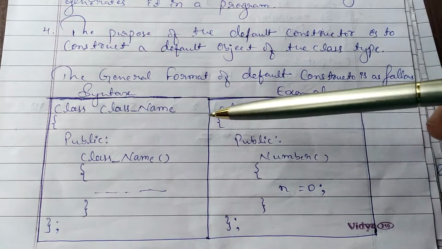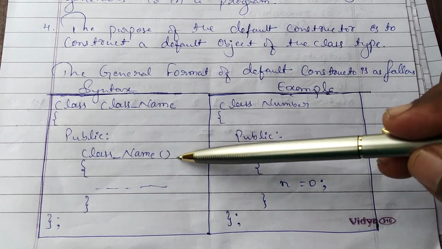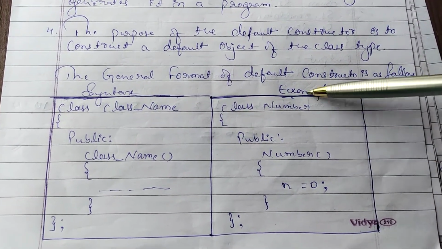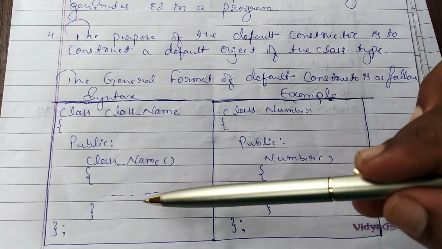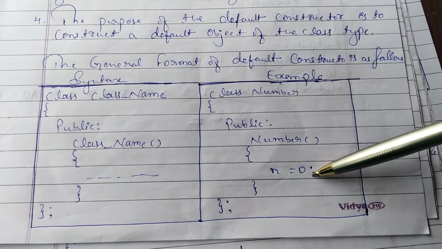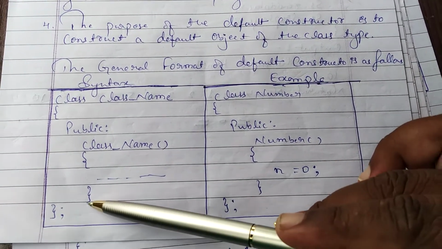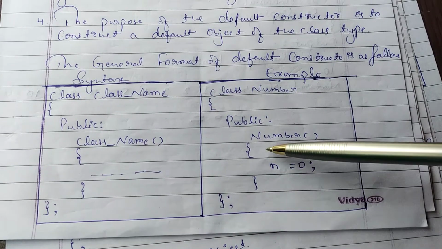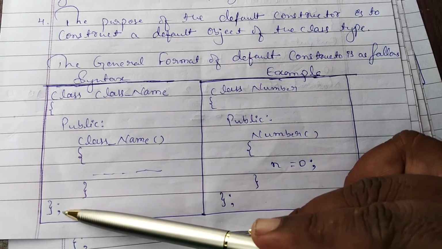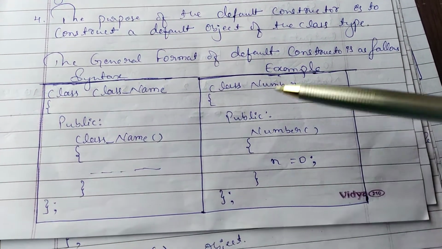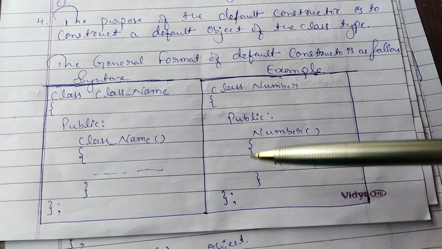Next, opening curly braces, and I have written the public access specifier. Next, the class name, here in the example number. Opening curly braces, and whatever you want to write here, I have written n = 0 in the example program. End of the line is a semicolon. Next, closing the curly braces of this default constructor. This closes the default constructor number. This closes the class with a semicolon.